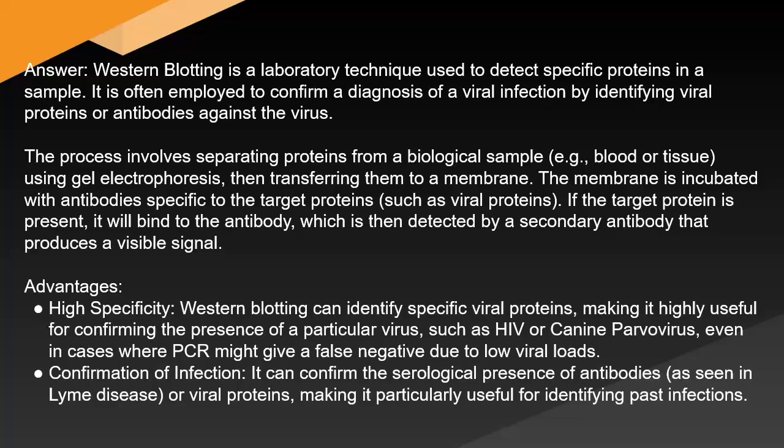Advantages: high specificity. Western blotting can identify specific viral proteins, making it highly useful for confirming the presence of a particular virus, such as HIV or canine parvovirus, even in cases where PCR might give a false negative due to low viral loads. Confirmation of infection.